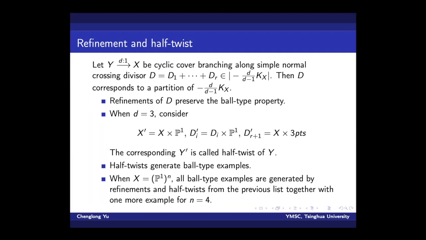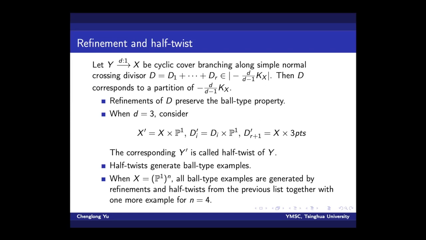So we found that there are two operations you can do for this kind of example. The first one is to take refinements. In general, you can study any cyclic cover branching along simple normal crossing divisors. And usually you will require this X to be Fano or in the Fano range. And you take a partition of some ratio of this anti-canonical bundle, then any partition will give you such example of Calabi-Yau orbifolds. Now the question is to classify all the ball type examples from this construction. So first, when you take a partition, you can always look at its refinements. And we prove that refinements of D preserve the ball type property.